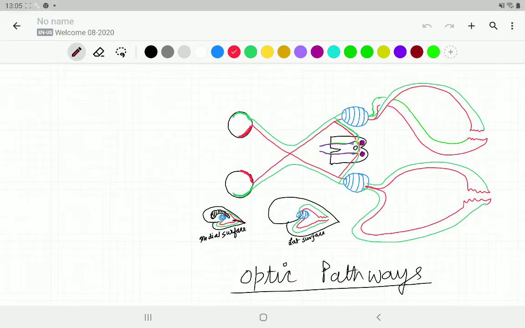Hello, good afternoon. This is a recording for neuroanatomy of the visual pathways and the stroke syndrome associated with it.